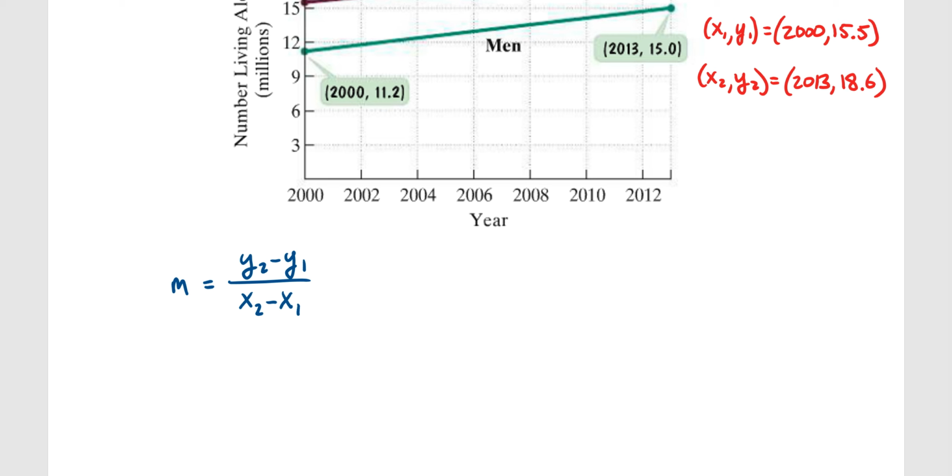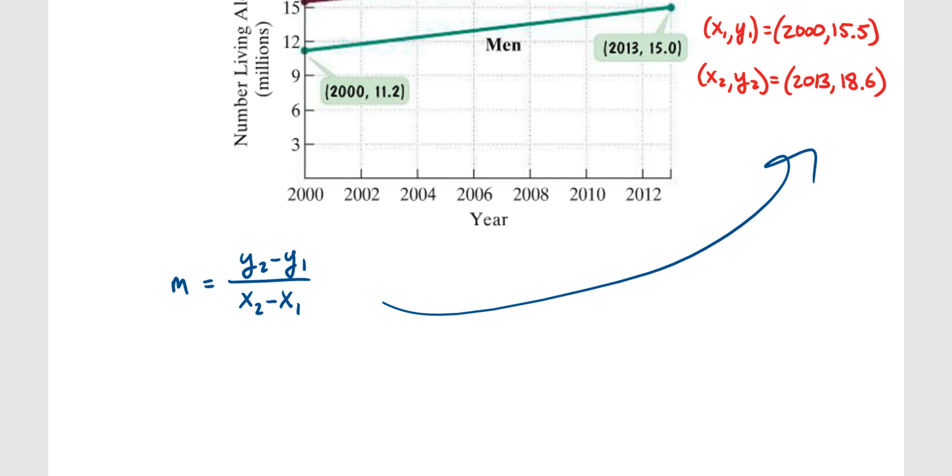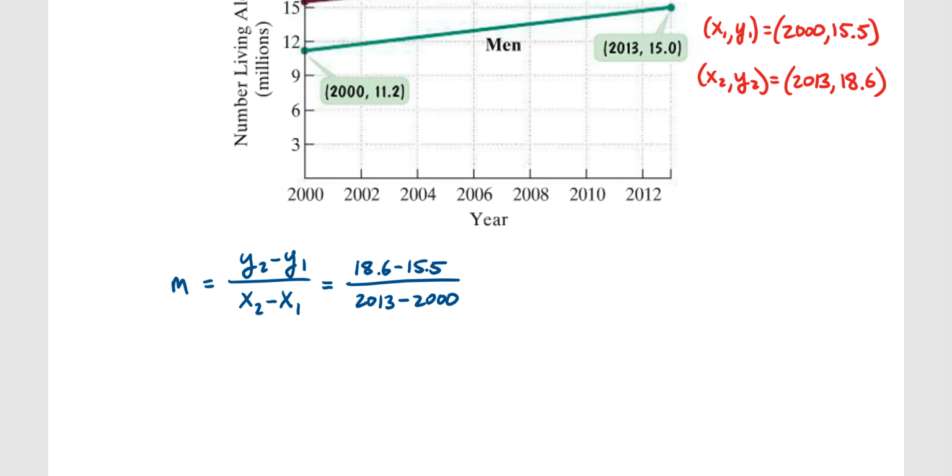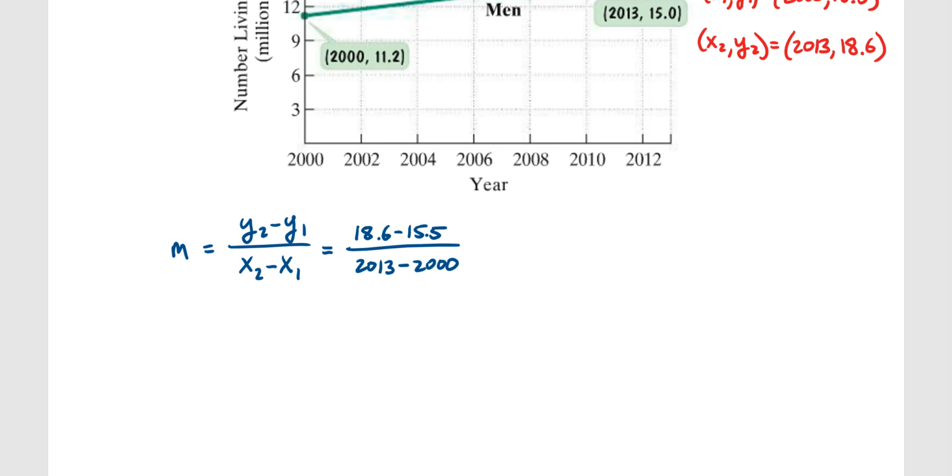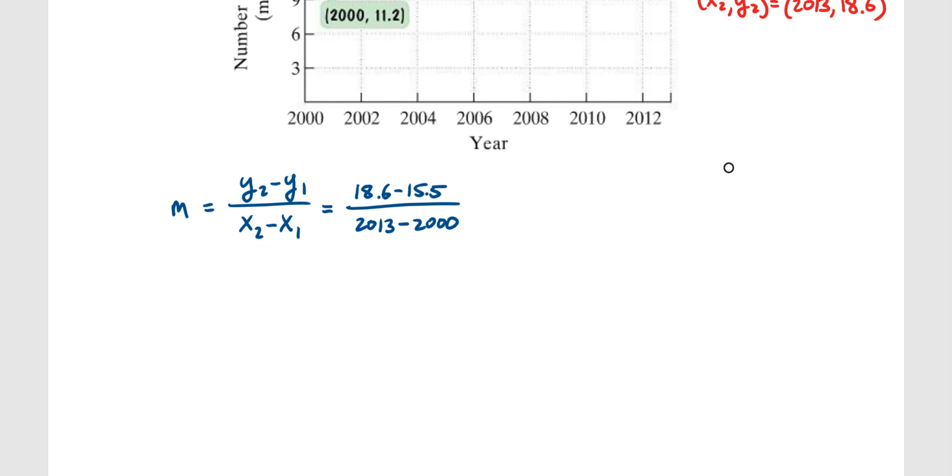So we're going to use these points here to calculate the slope. And we know that the slope formula is m equals y2 minus y1 over x2 minus x1. So using those points from right up here, let's plug those in. We get 18.6 minus 15.5 divided by 2013 minus 2000. So evaluating this, we get approximately 0.24.